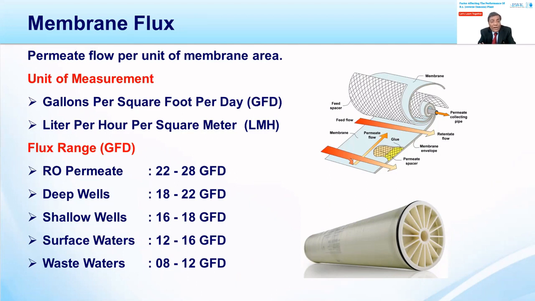That determines the number of membranes for the system. If we have deep well water, the recommended flux of the various membrane manufacturers is 18 to 22. For shallow wells, it is 16 to 18, and for surface water, we have to have a low flux on the membrane so that its performance and cleaning frequency are in the acceptable range. For wastewater recycling, we keep the flux as low as 12 to 18 on the membranes while designing these systems.